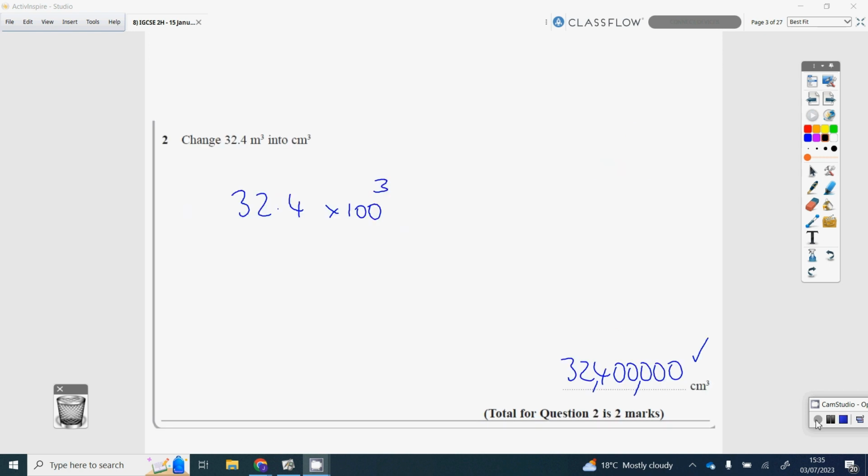Question 2. Now, you've got to be very careful with these. There are 100 centimetres in a metre, but don't just times it by 100. This is going from centimetres cubed to metres cubed. This is three-dimensional, so you've got to multiply the 32.4 by 100 to the power of 3. Had it been metres squared into centimetres squared, you'd have multiplied by 100 to the power of 2.